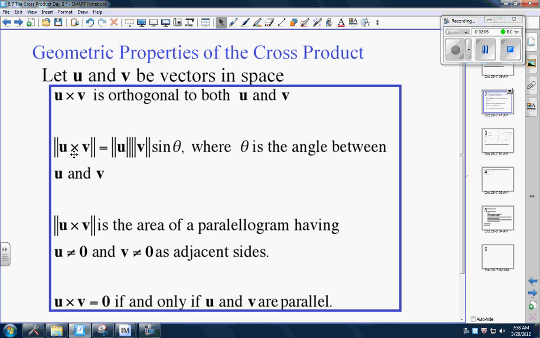Now this one's kind of interesting. The magnitude of the cross product is the same as the magnitude of u times the magnitude of v times sine of theta, where theta is the angle between u and v. We've done formulas where we've used theta, but it's always been cosine, and that let us find the angle in between. The proof for this one is pretty neat, and I'm going to show it to you from the solution book just so you know where it comes from.